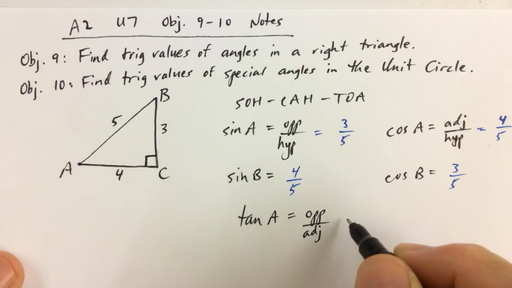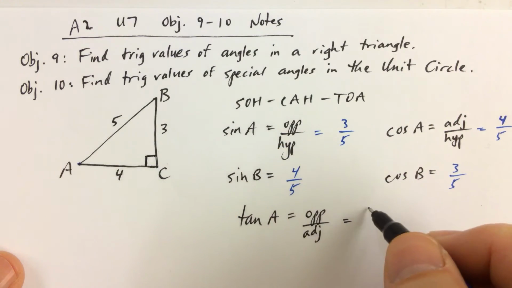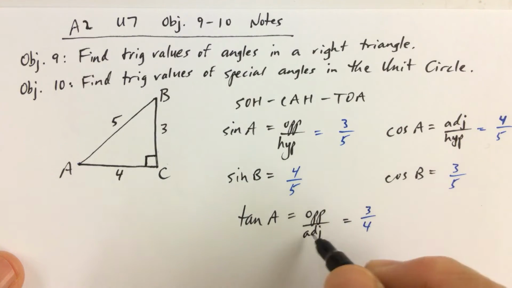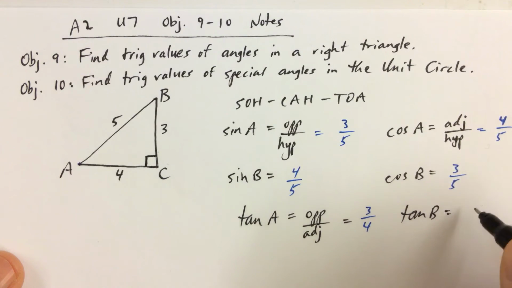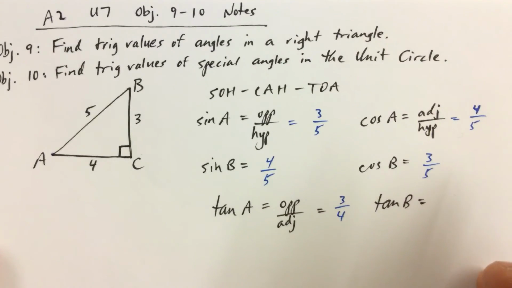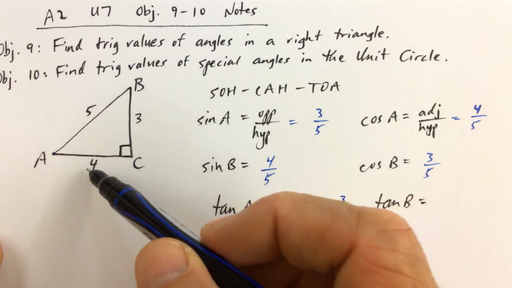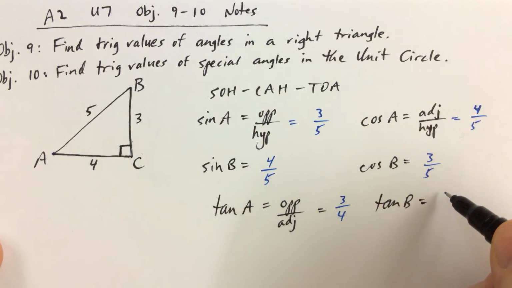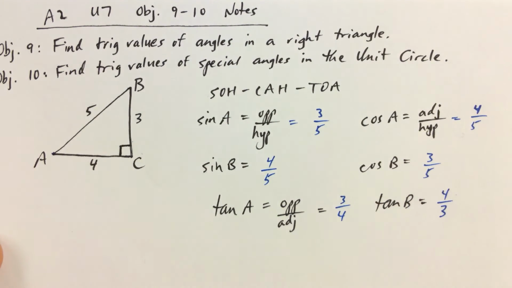And then finally, we know that the tangent of any angle is equal to the opposite leg over the adjacent leg. And so we have the opposite leg to angle A has a length of 3, and the adjacent leg to angle A has a length of 4. And then I'm not thinking you need this too much after all of these examples, but nevertheless, last one is tangent of B is the opposite over the adjacent, and the opposite is 4, and the adjacent is 3. So that takes care of objective 9.